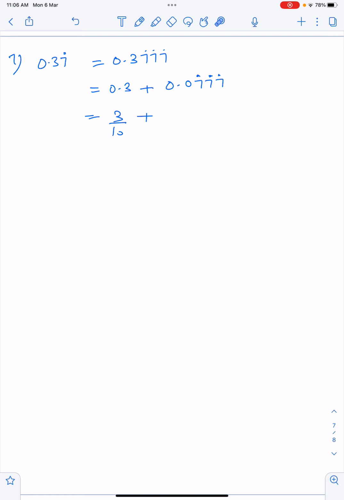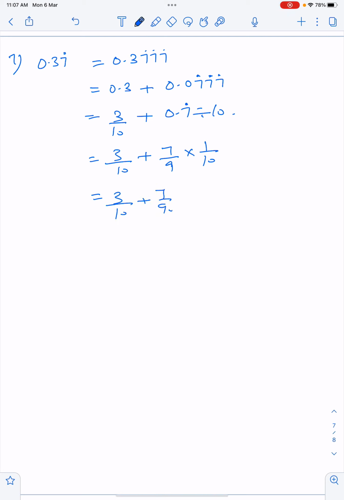Now, this number we're going to deal with in the same way. This is equivalent to 0.7 recurring divided by 10. Okay, divided by 10. Okay, let's change it. 3 upon 10 plus 0.7 recurring divided by 10 is going to be equivalent to 7 upon 9, multiplied by 1 upon 10. When you convert the division into a multiplication sign, it will become 1 upon 10. Now this is equivalent to 3 upon 10 plus 7 upon 90.